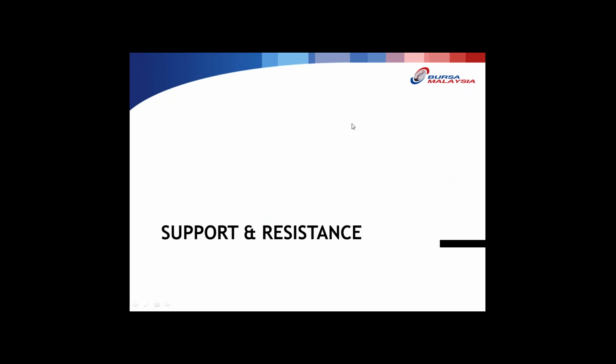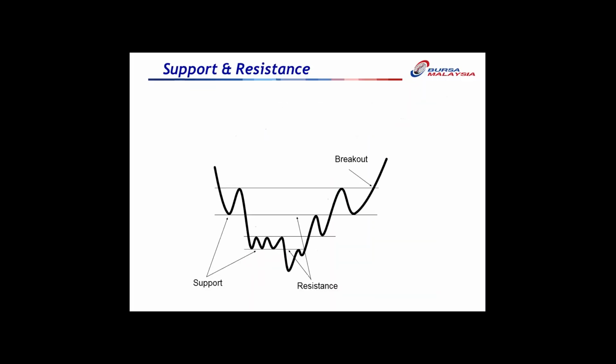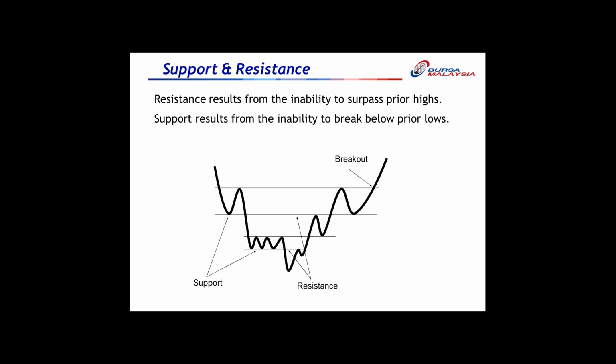So I pretty much covered volume. So I'm now going to support and resistance. Now I'm sure that when you look at a chart, sometimes you see that the price will converge or consolidate within a certain range, and it could be supported at a certain level, and this is what we call support and resistance. Now, resistance results from the inability to surpass prior highs, and support results from the inability to break below prior lows.